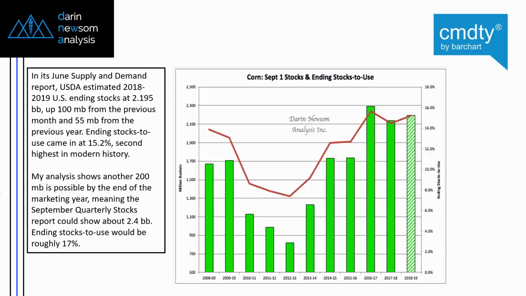And so what we see here is that in its June report, which was released just a week ago today, that set these markets on fire, USDA estimated 2018-2019 marketing year U.S. ending stocks at 2.195 billion bushels. Again, that's the candy stripe green column over to the right-hand side. This was up 100 million bushels from the previous month and 55 million bushels from the previous year. So, we started this marketing year off, just lights out on export demand. We were going to chew into U.S. stocks.